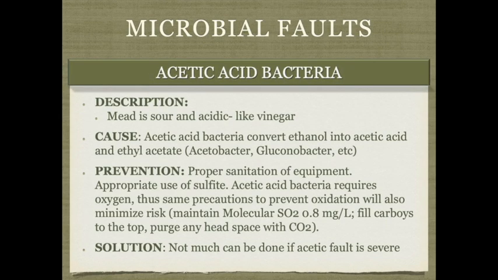Acetic acid bacteria. These bacteria, Acetobacter, are used to make vinegar, and that's ultimately where all wine and mead would end up if nature was allowed to take its course. It would end up being converted over to vinegar. And this increases volatile acidity, so not just acetic acid, but also ethyl acetate.